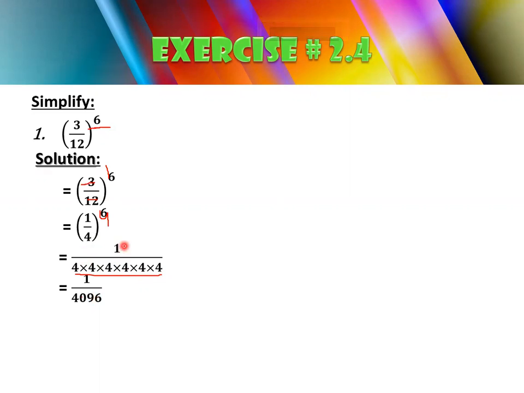Why are we not going to multiply 1 by 6 times? Because after multiplying you will get 1 here, so simply you will write 1 upon 4 multiplied by 4 multiplied by 4 multiplied by 4 multiplied by 4 multiplied by 4, and after multiplying you will get your answer, that is 4096. Now move on to the next question, that is question number 2.